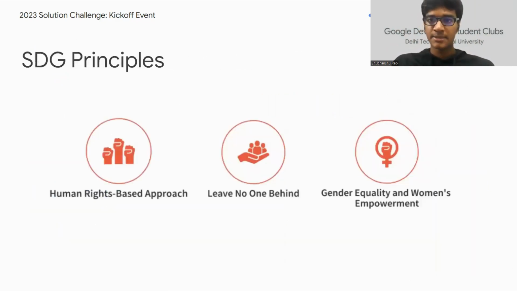And the principles which were kept in mind while making these goals were a human rights-based approach. You can't violate human rights, and no one should be left behind while making these goals. And it should be offering gender equality so that it's a collective good.